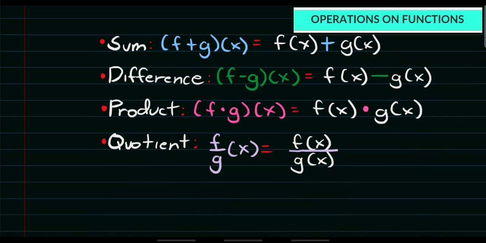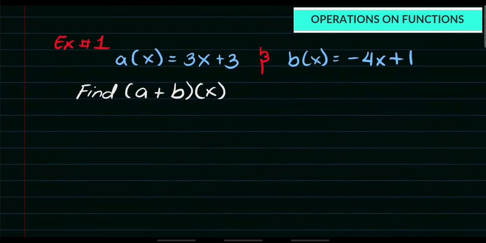So let's start. So let's have example number 1. So for example number 1, let's say we have a of x and that is equal to 3x plus 3, and then b of x is equals to negative 4x plus 1, and then we are asked to find a plus b of x. So again, in symbols, ang ibig sabihin ng ating problem right now is, okay, that is equals to a of x, okay, plus the value of the second function, which is b of x. So yun yung gagamitin nating concept right now. That means, yung contents ng function a, i-add natin sa contents ng function b.